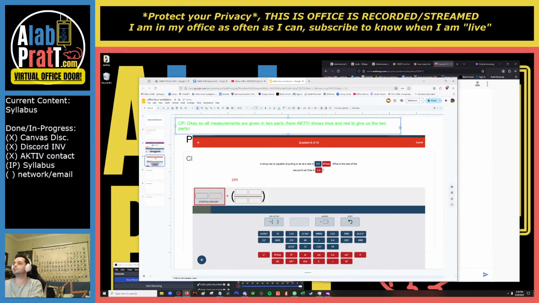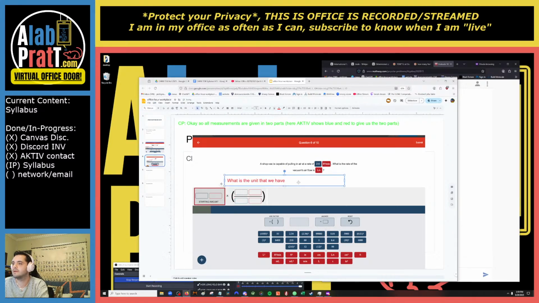So all measurements are given in two parts. There's always a number. I'm going 90 what? I'm going 90 feet per second, 90 feet per minute, 90 meters per year. I'm going some whatever. And so we have another thing being described here, some feet cubed per minute. Some sort of 210 feet cubed things are going per minute. And so what I want us to look at first is what is the unit that we have to start.